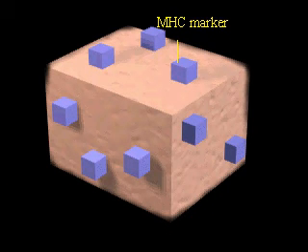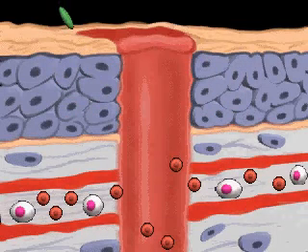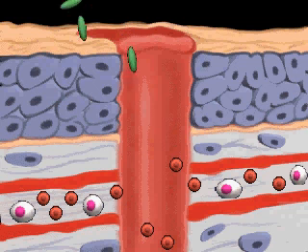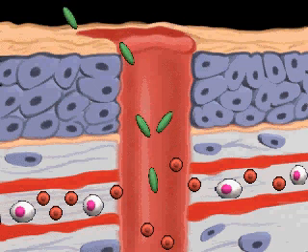Just as you may write your name on your belongings to identify them as yours, your body recognizes your own cells by MHC markers. These markers lie on the surface of your cells. Nothing else has markers exactly like yours. When bacteria enter your body through a cut, they are immediately recognized as invaders, which begins the antibody-mediated response.